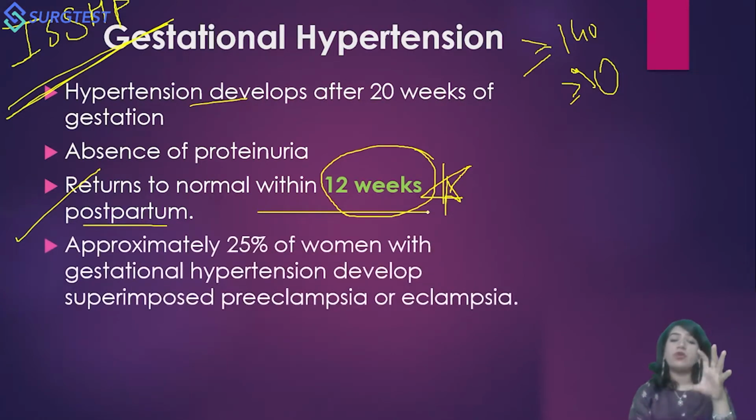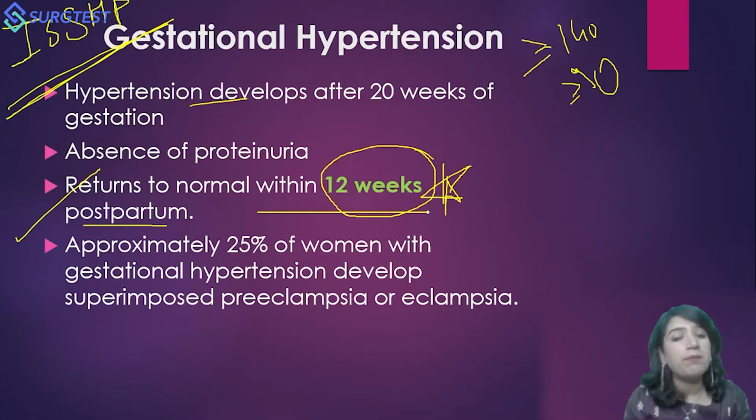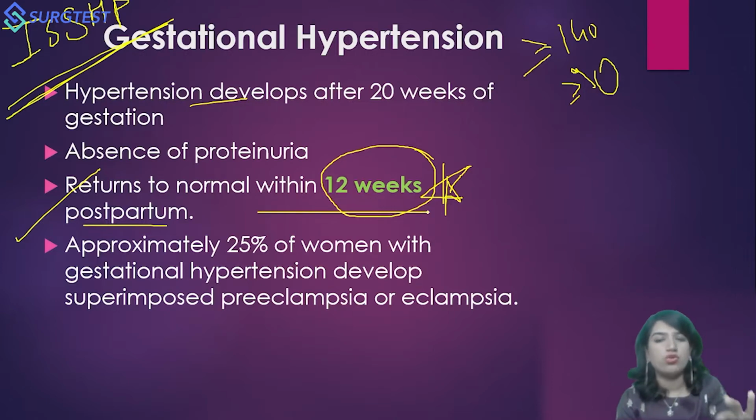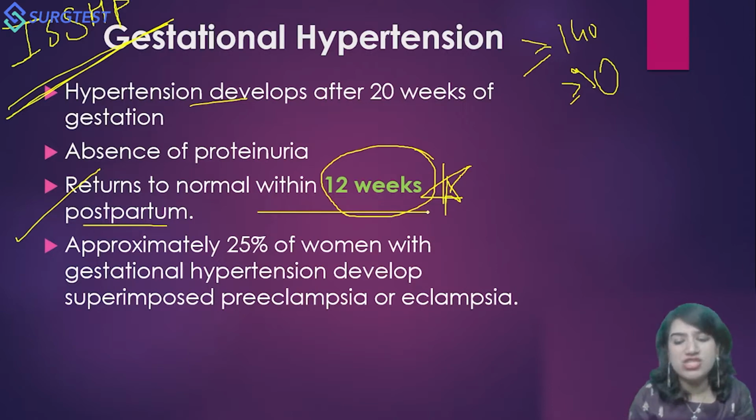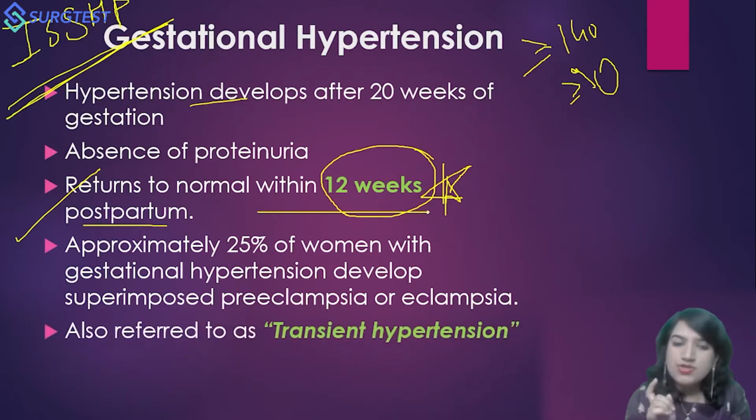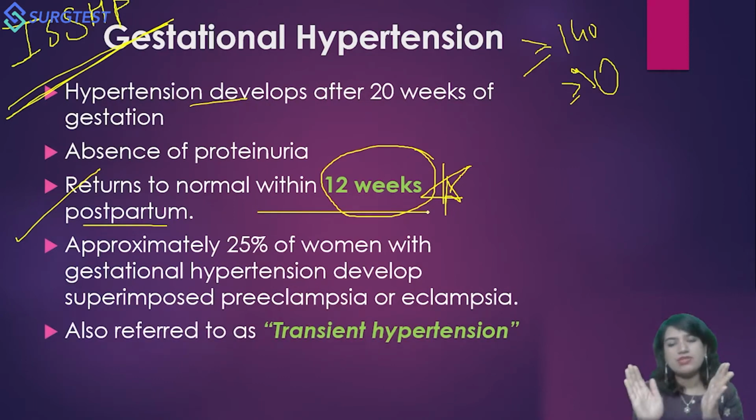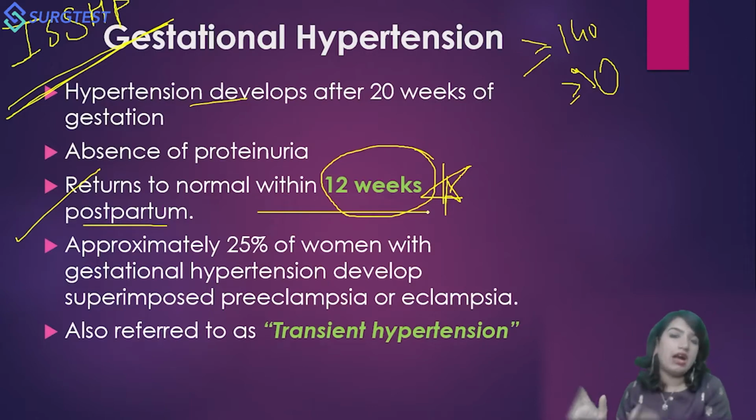Now, approximately 25% of women with gestational hypertension develop superimposed preeclampsia or eclampsia, and they can also have a high recurrence rate in the next pregnancy. So, these need to be followed up closely even after they deliver in the postpartum period, and they should have a 6 monthly or annual checkup with their physician in order to keep their BP recordings in check. It is also referred to as transient hypertension. Transient because it is only for a short period of time, and after that it resolves.